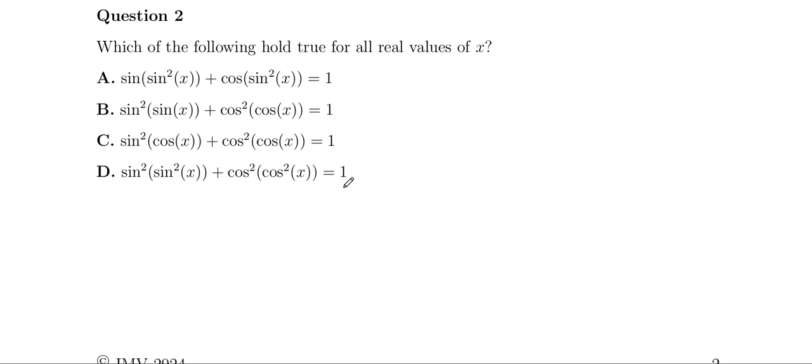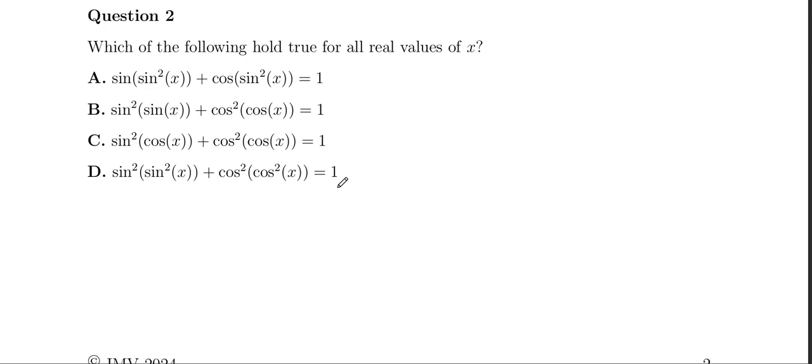Which one of the following holds true for all real values of x? Okay, so that's just going to be C. The reason is that if you look at it more closely, this is really just sine squared theta plus cos squared theta equals 1. So the Pythagorean identity, and they just made it a little harder by letting theta equal cos of x. But it still holds true no matter what theta is. So yeah, C is the answer for that.